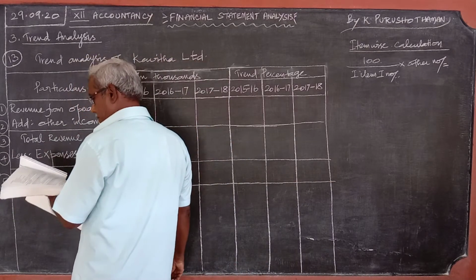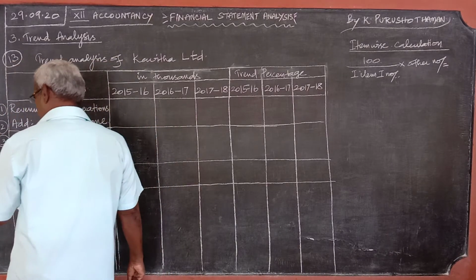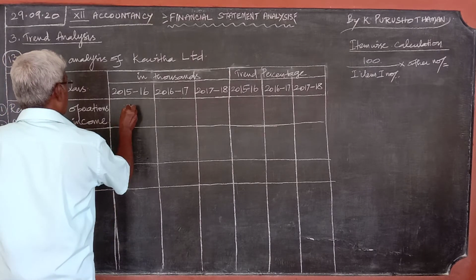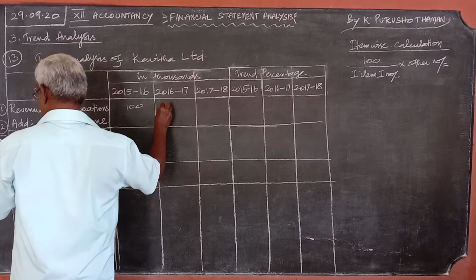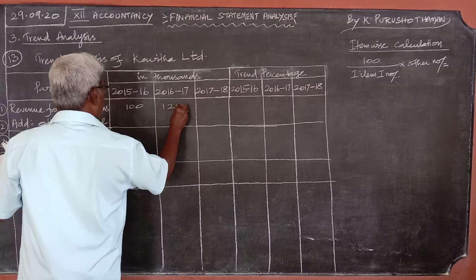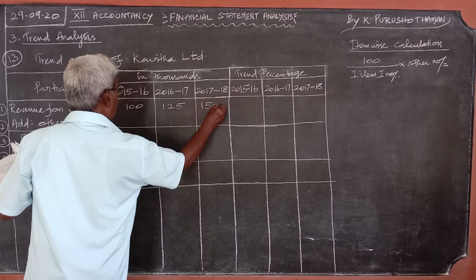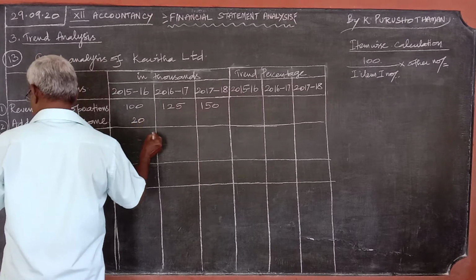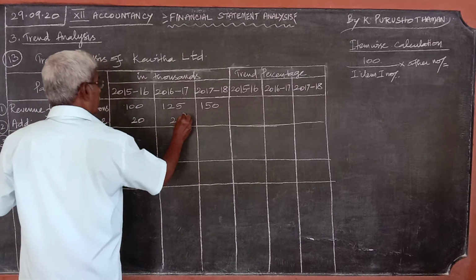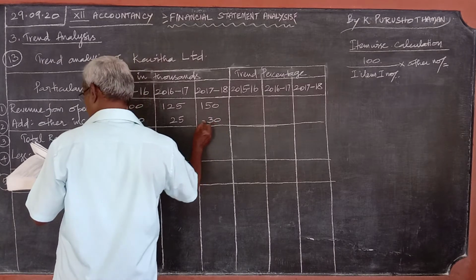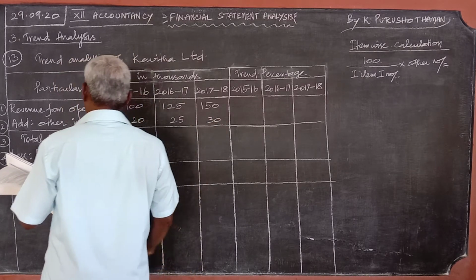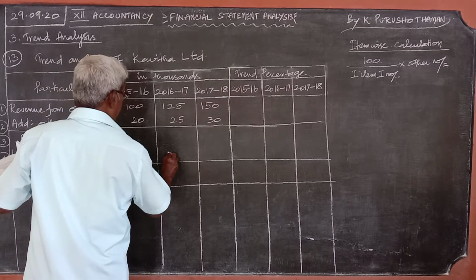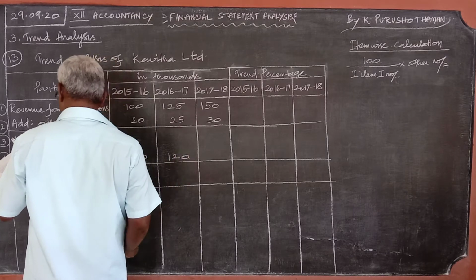And what are the informations given in 13? Revenue from operations in thousands: 100, 125, 150. Then other income: 20, 25, 30. And expenses: 100, 120, and 80.